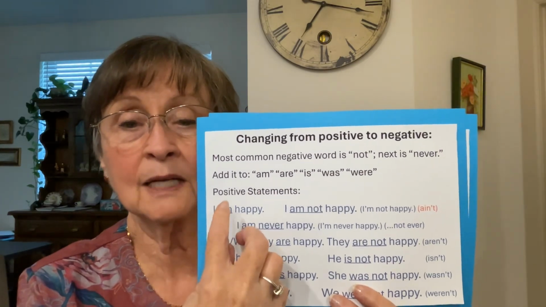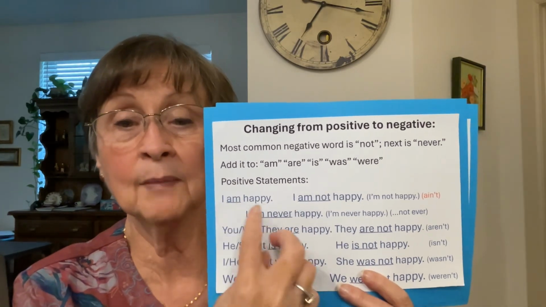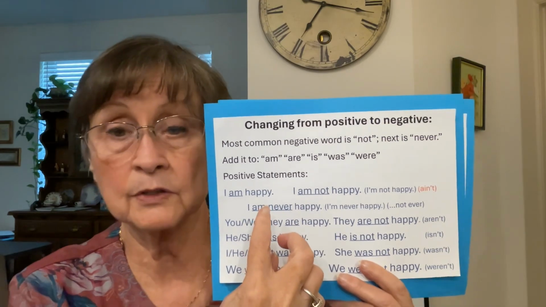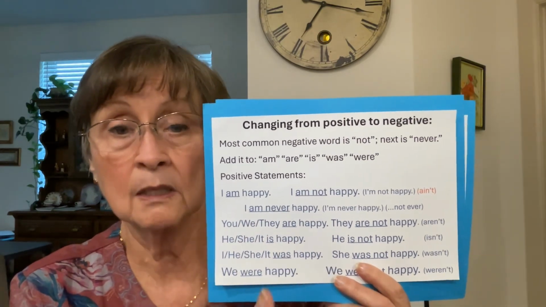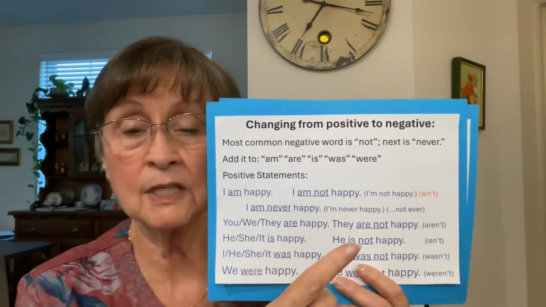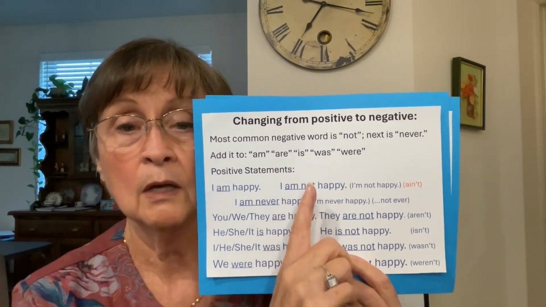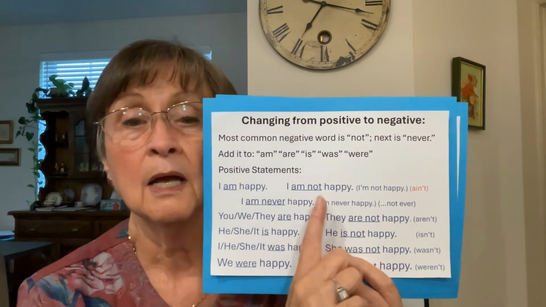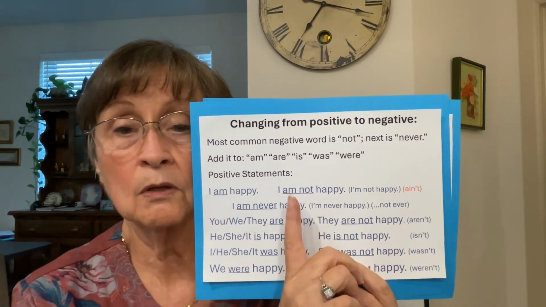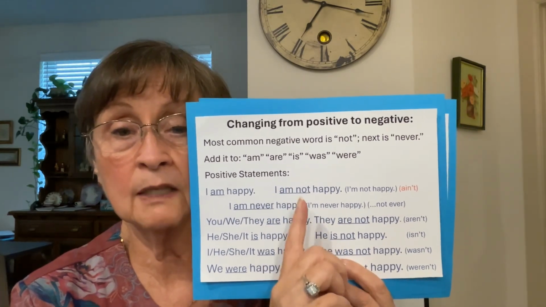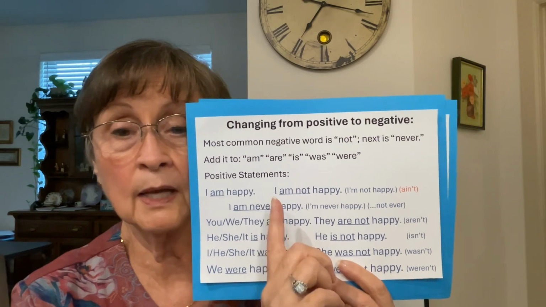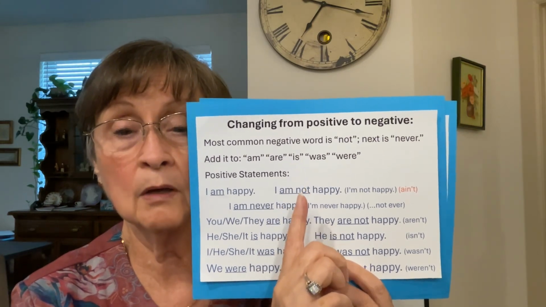These are beginning with positive statements. I am happy. That's something I'm making as a statement. If I want to make it a negative statement, I need to add not. Here's where it goes. I am not happy. Now, in some languages, the adding of the negative word would be in a different place, but we put it am not.